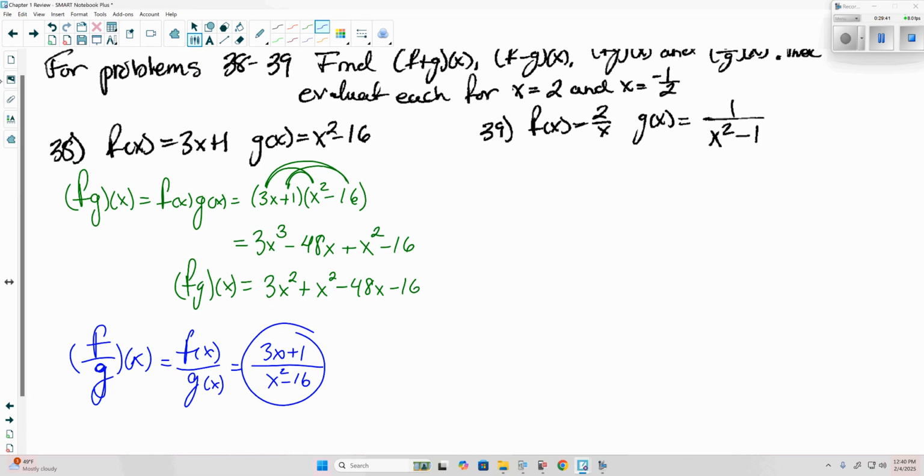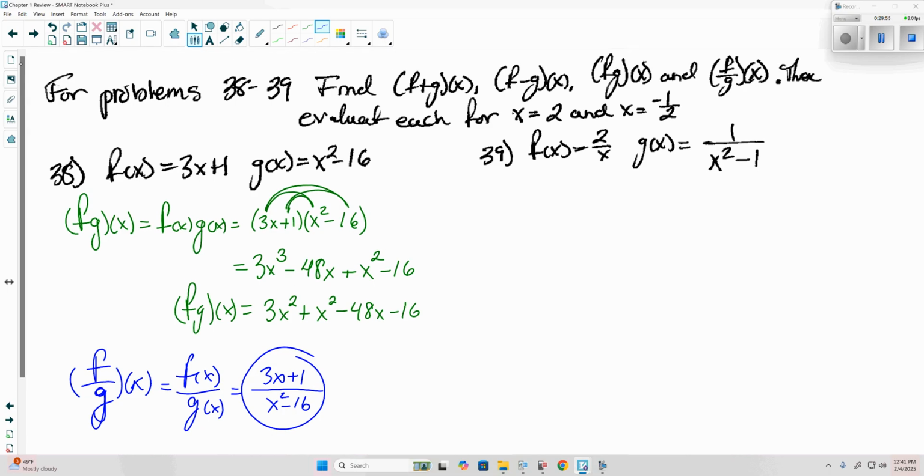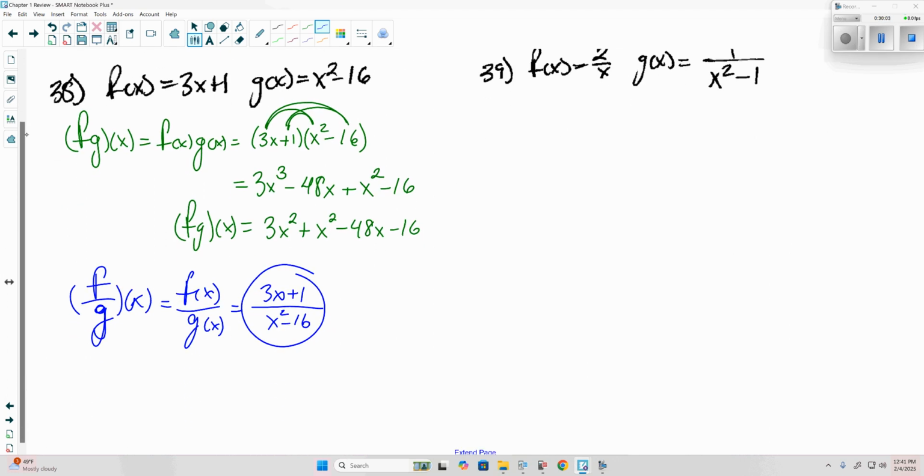I'm not going to worry about evaluating. I'm not going to ask you to evaluate them. I'm just going to ask you to find f plus g of x, f minus g of x, f times g of x, and f divided by g of x. Questions on those? There won't be one like 39. It's mainly going to be like this. So do we feel good with 38?